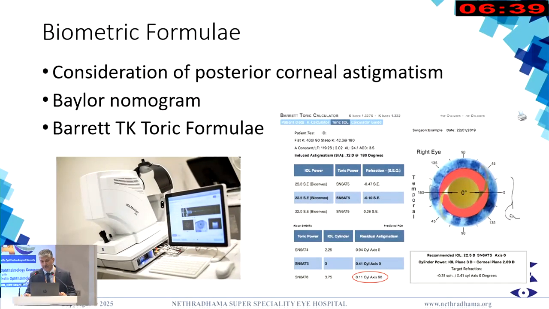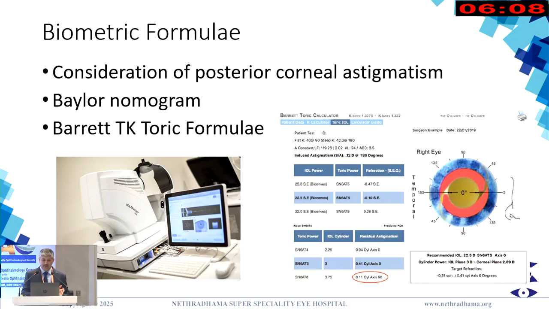If you look at the biometric formula, for torics, when the first torics came in, we had a lot of refractive surprises because we didn't know anything about posterior corneal astigmatism. We didn't take that into consideration. Dr. Koch was the first to describe this posterior corneal astigmatism and how it affects outcomes, and he came up with a Baylor nomogram where you undercorrect with-the-rule astigmatism and overcorrect against-the-rule astigmatism, and that was a kind of guideline that gave better results.